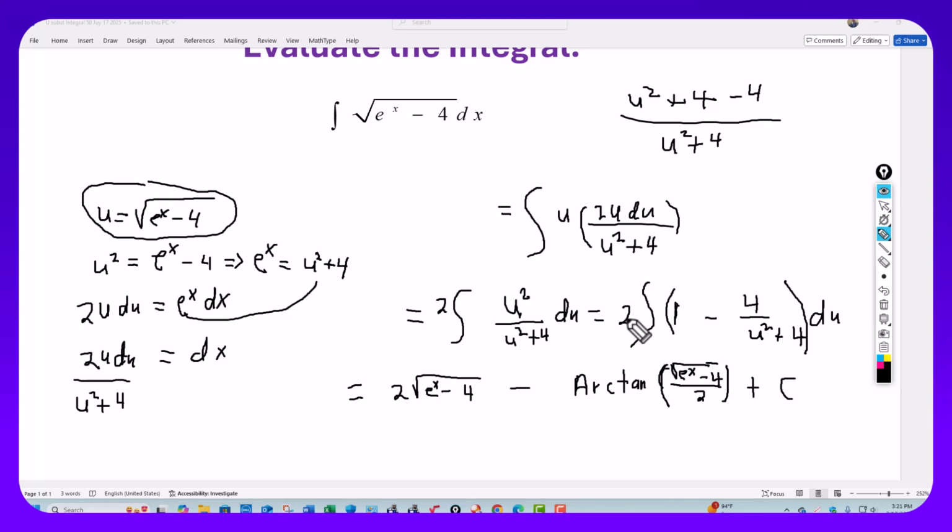And then we have 2 times the 4. That's 8. But remember this formula had a coefficient of 1 over a. A is 2, so that 8 is multiplied by 1/2. So this comes out to 4. So the final answer for this one then is 2 multiplied by the square root of e to the x minus 4, minus 4 multiplied by arctangent of the square root of e to the x minus 4 over 2.